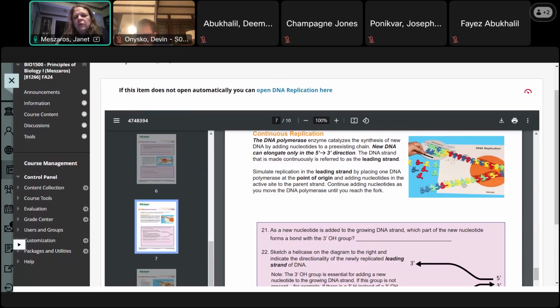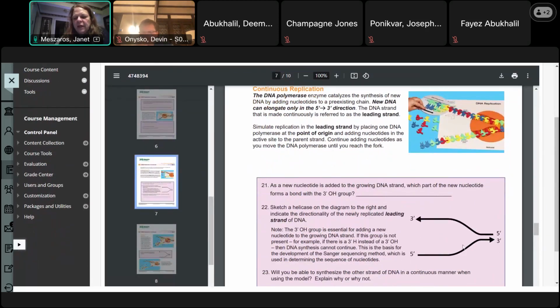So, simulate replication in the lagging strand. The lagging strand is oriented differently, and you can't just start synthesizing 5-3 of the new one because it would be just like the old one. So you've got to actually go 5-3 going from this direction going out. And this will be made discontinuously in small sections. The one that you're going to make in small sections is called the lagging strand.